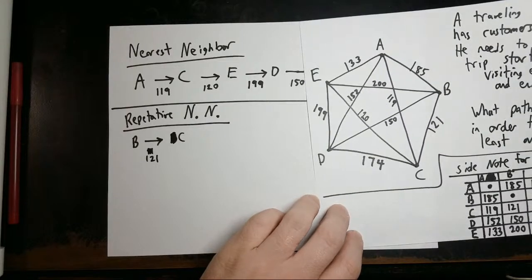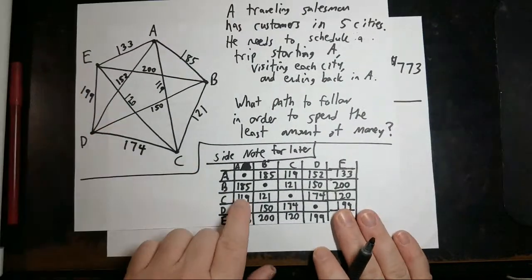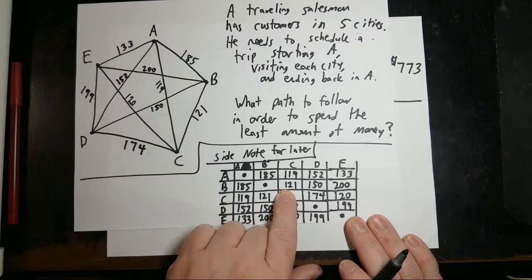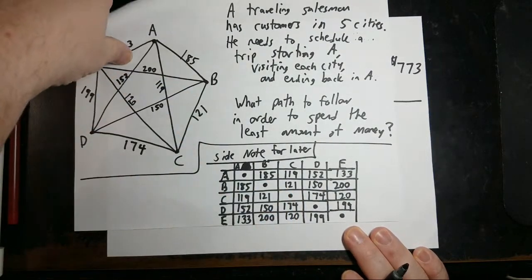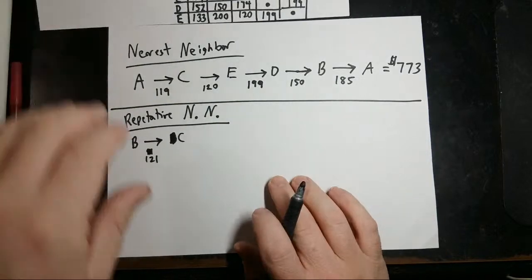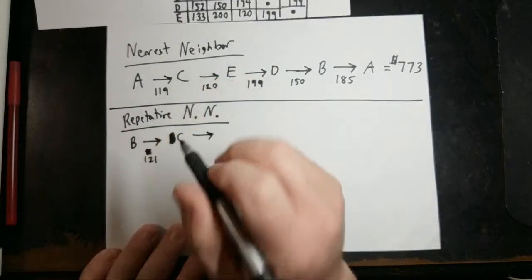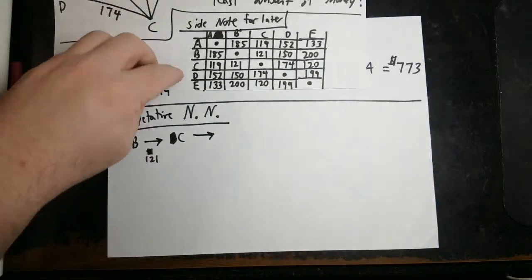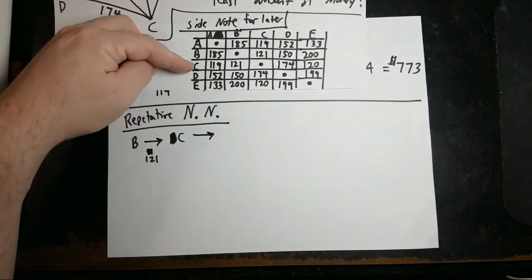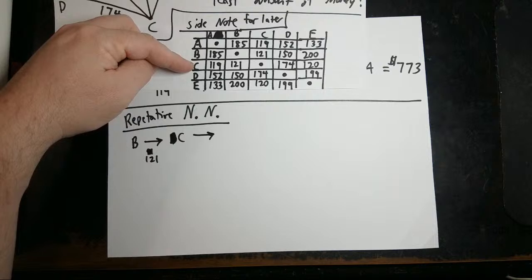Let me go to this little chart here. This little chart will make me a lot happier to do with. If I'm going to start with B, 121. It's a lot easier to see it in the chart. 121. So I'll probably do the chart next. From C, I'll move the chart down here a little bit. There we go. From C, I can't go back to B, but the cheapest connection would be A.